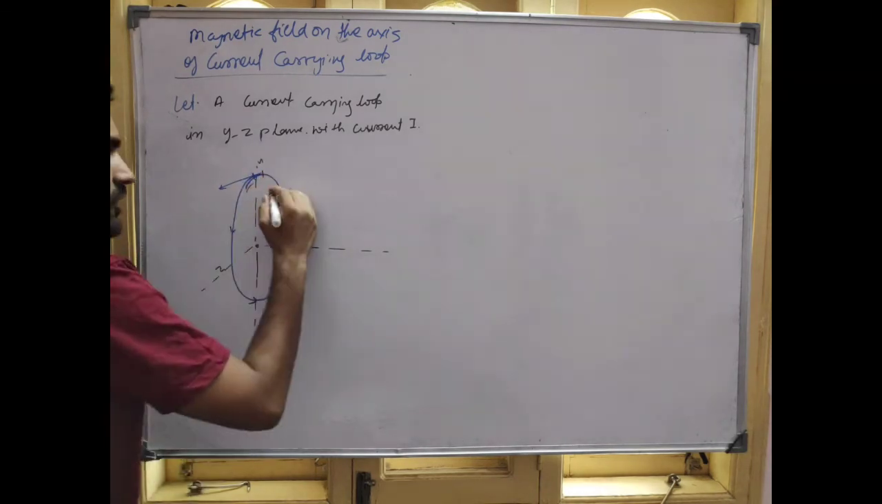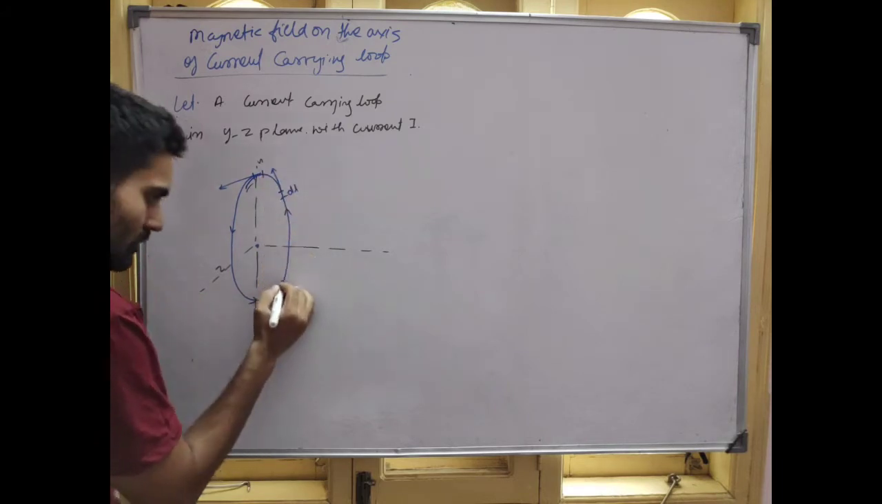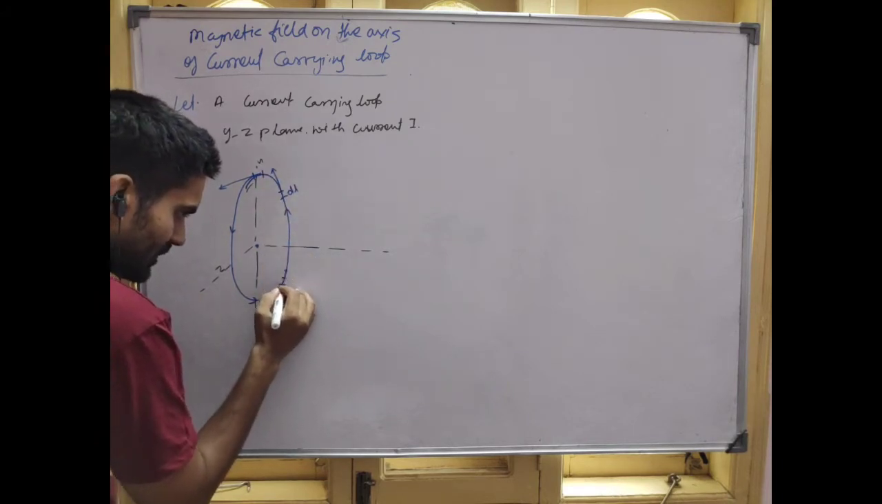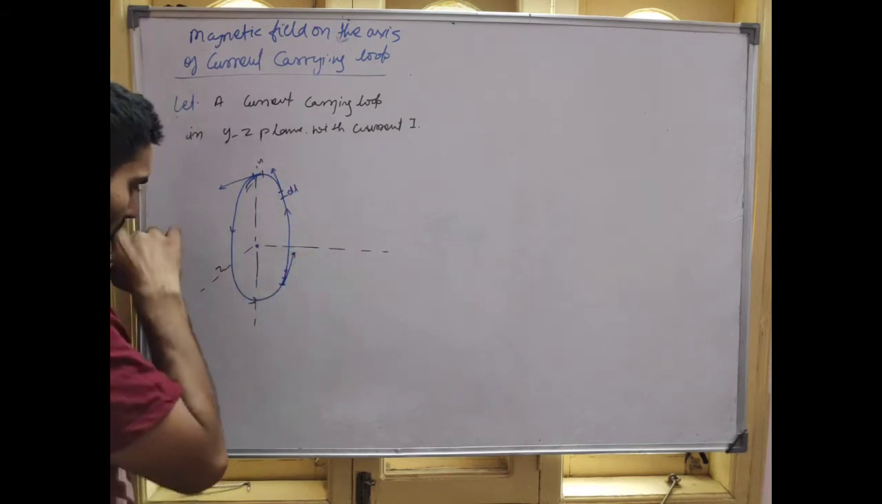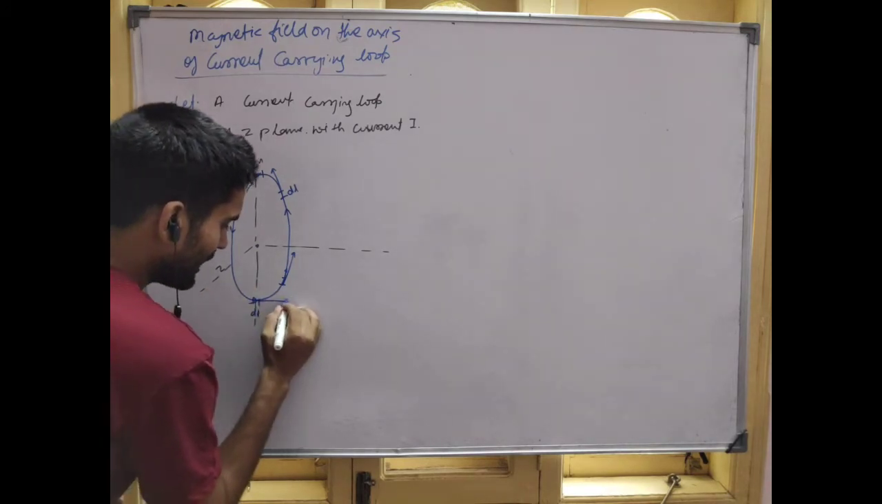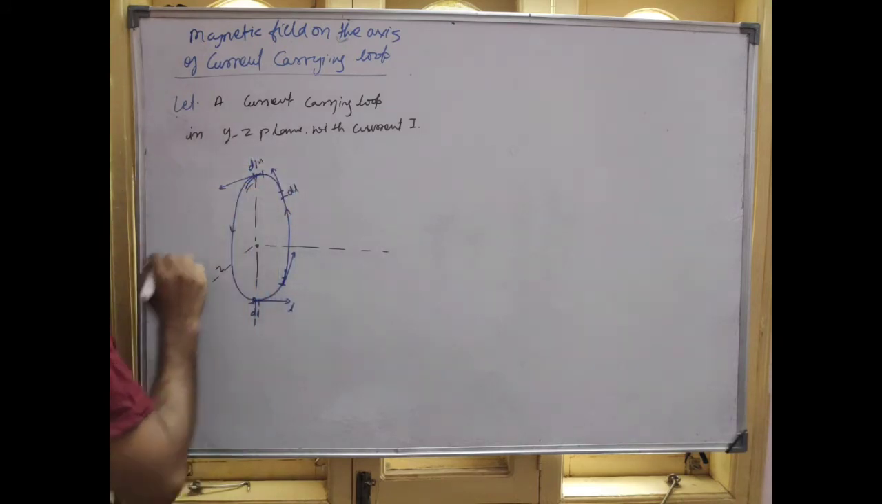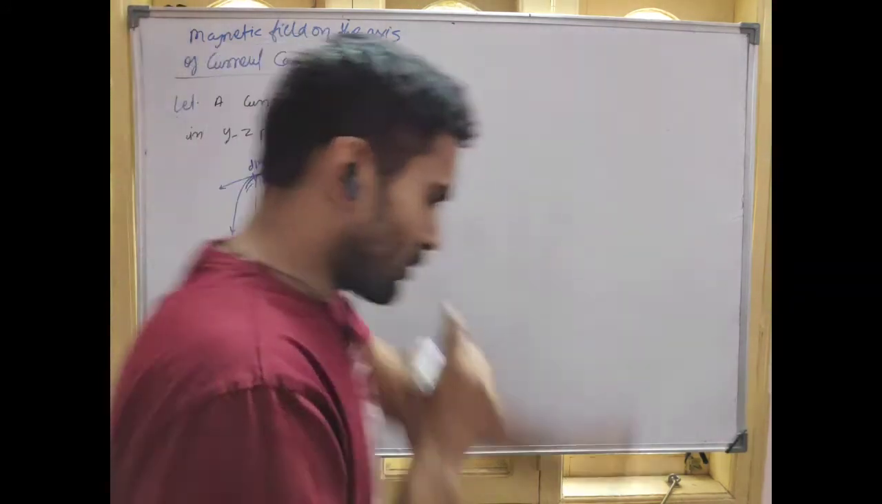We already know the dl direction is the same as that of I. Yes or no? Tell me. If I take a small dl here, where is the current direction? This will be the current direction. If I take a small dl here, the current direction is there. Is the point clear?